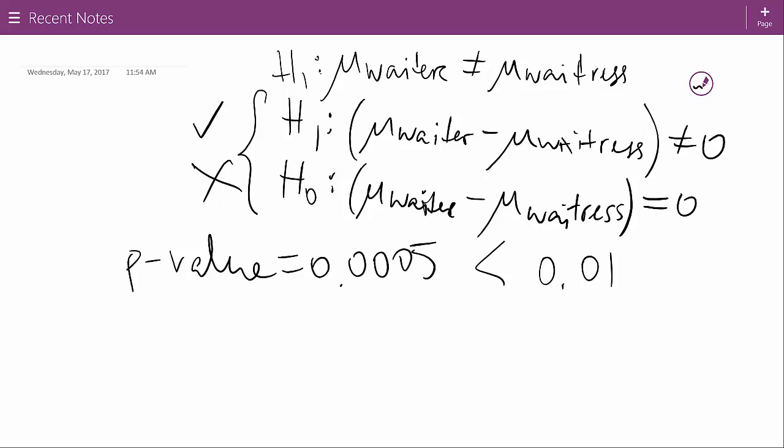What does the alternative say? The alternative says, nope, they're not the same, right? So waiters and waitresses do earn different tips. So there is such a thing as waitresses probably earning more, right? How can we actually see that?